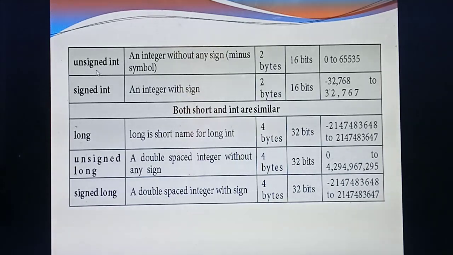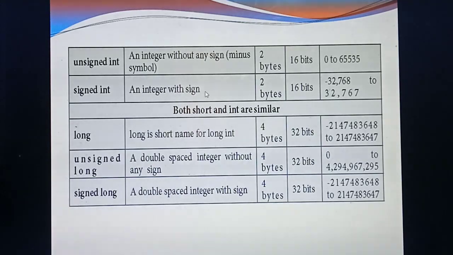Unsigned int. What do you mean by unsigned? The name itself says an integer without any sign, that is without minus symbol. Without any sign we can call as which one? Unsigned int. So this unsigned int also, the storage capacity is how many bytes? 2 bytes. In terms of bits, 16 bits. Signed integer means integer with the sign. With the sign means plus sign or minus sign. That is with the sign.